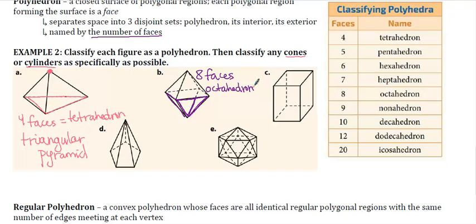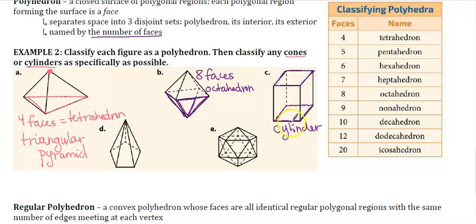Okay, if we look at 6, we can see our base here is a rectangle of some sort, and we also have a base on the top that matches, right? Those are the same. So if I have 2 bases that are parallel, that does make this a cylinder. We're going to have to deal with that in a minute.